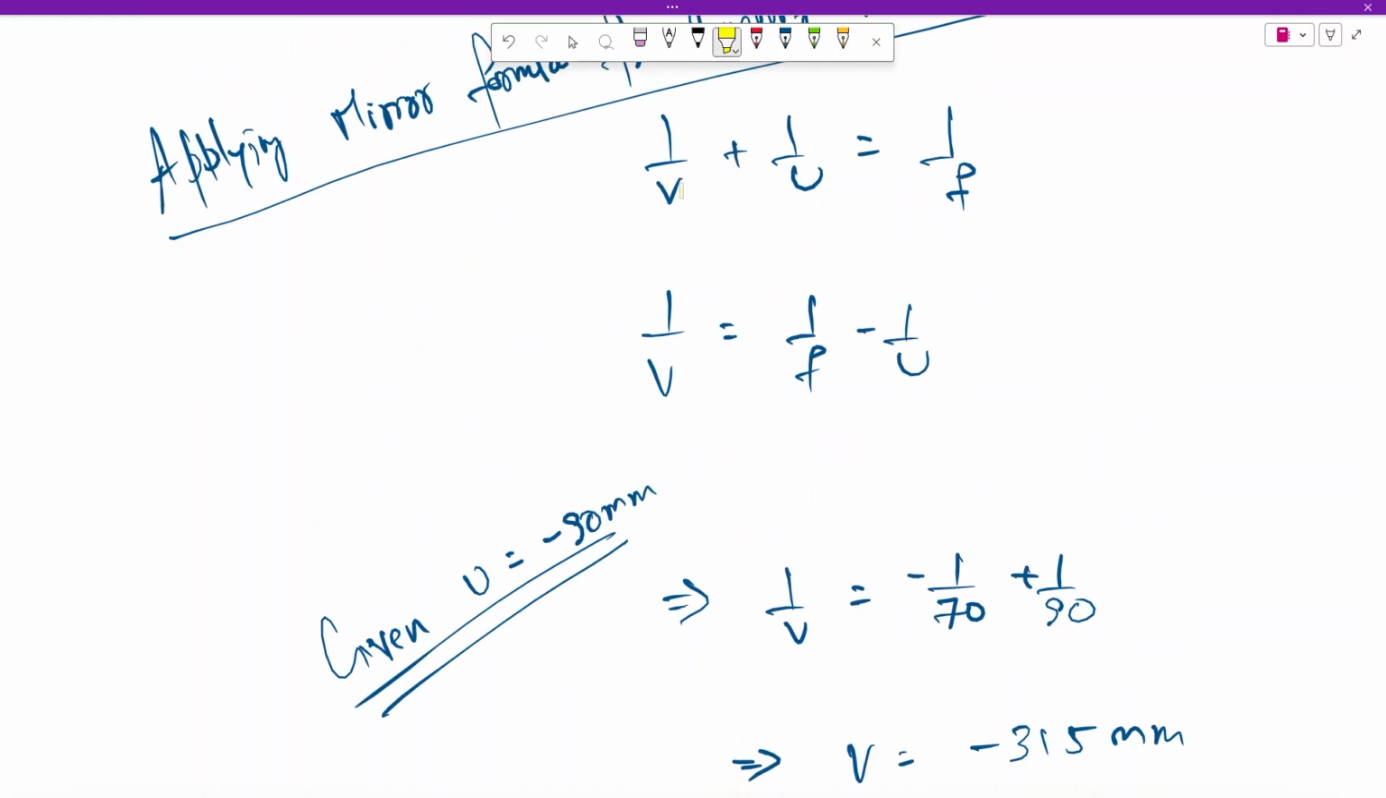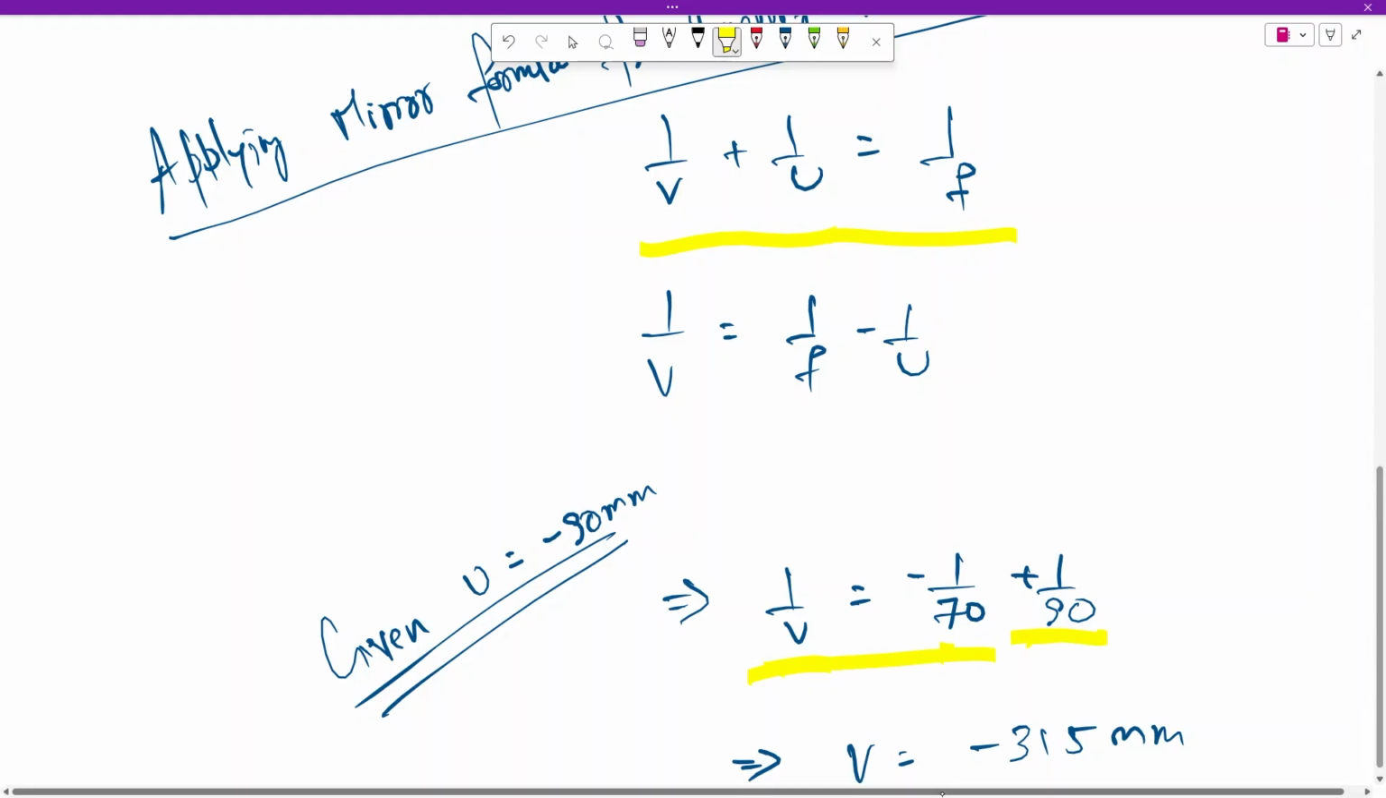So 1 by V plus 1 by U equals 1 by F, and 1 by V would be equal to 1 by F minus 1 by U, and minus of 1 by minus 90 would be equal to plus 1 by 90, and thus calculating we will get the position of the final image, and that is 315 millimeter in front of the mirror of the smaller radius.